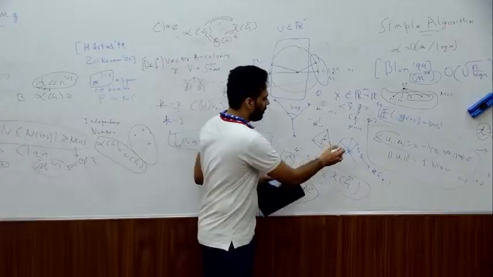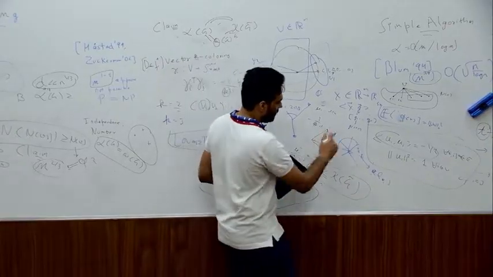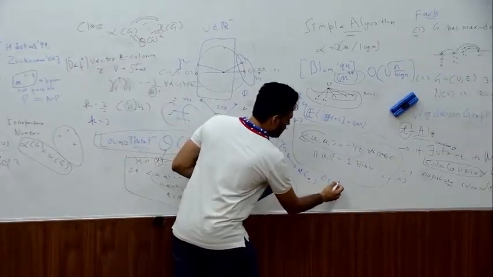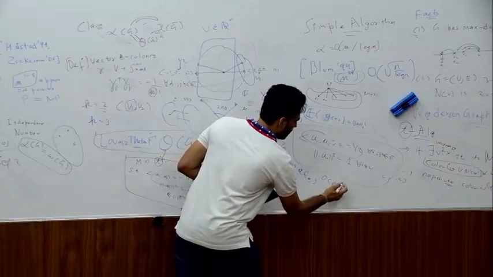This is how this SDP manages to get n divided by 0.38 colors.